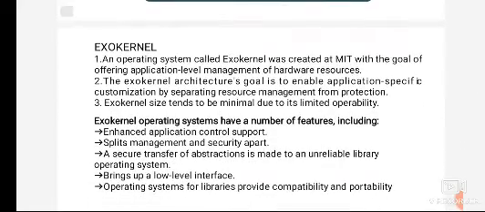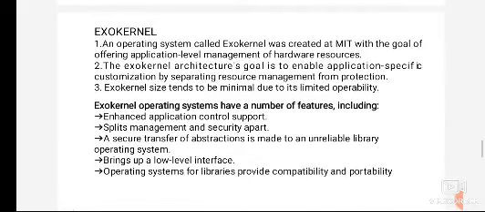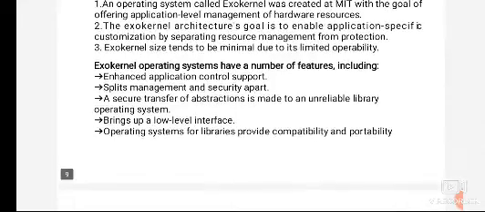Exokernel. An operating system called Exokernel was created at MIT with the goal of offering application level management of hardware resources. The Exokernel architecture goal is to enable application specific customization by separating resource management from protection. The Exokernel size tends to be minimal due to its limited functionality. Exokernel operating systems have a number of features including enhanced application control support, split management and security support. Third is a secure transfer of abstraction to an unreliable library operating system, which then brings up a low level interface. Operating systems for libraries provide capabilities and portability.